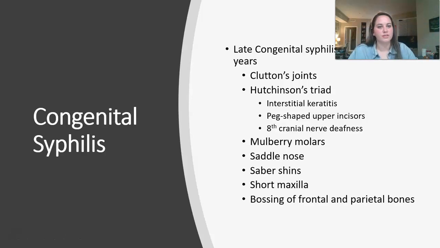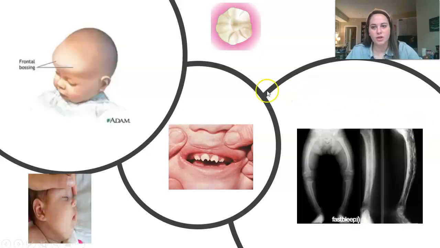So late congenital syphilis occurs after 2 years, and it includes Clutton's joints, the Hutchinson's triad, which includes interstitial keratitis, which is clouding of the cornea, peg-shaped upper incisors, 8th cranial nerve deafness, mulberry molars, saddle nose, which is like the depression of the cartilage here, saber shins, a short maxilla, and bossing of the frontal and parietal bones. So here in this image is the example of the short maxilla and frontal bossing.